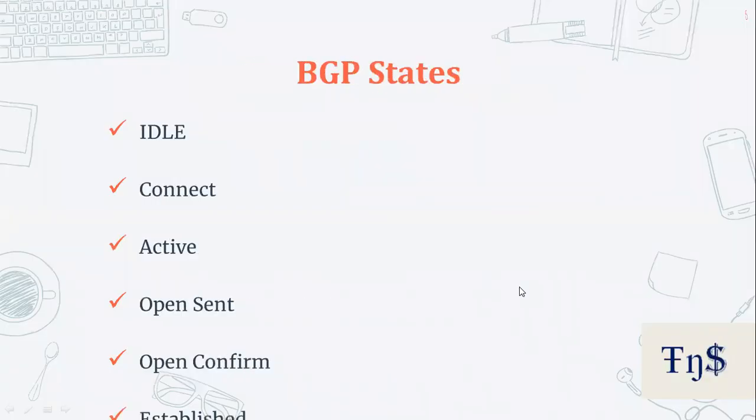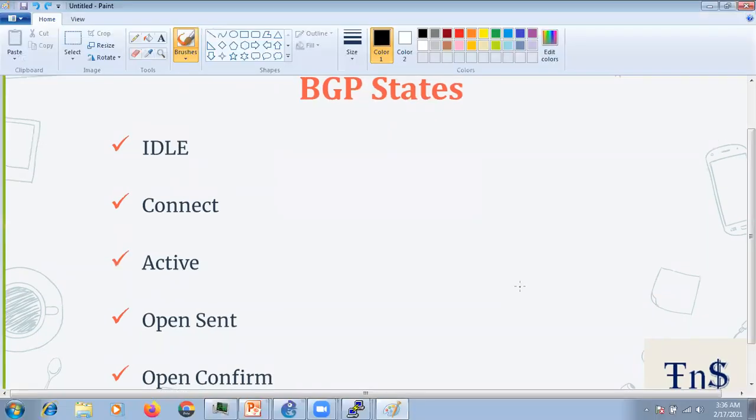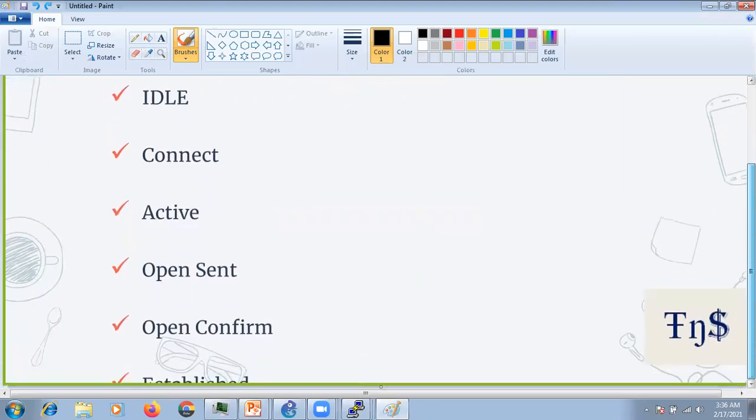So now we do have some states in BGP. Okay. So we have different states in BGP. Let's say idle, connect, active, open sent, open confirm, and the last one, which is hardly visible, it is established state. Okay. So the very first one is the idle state.